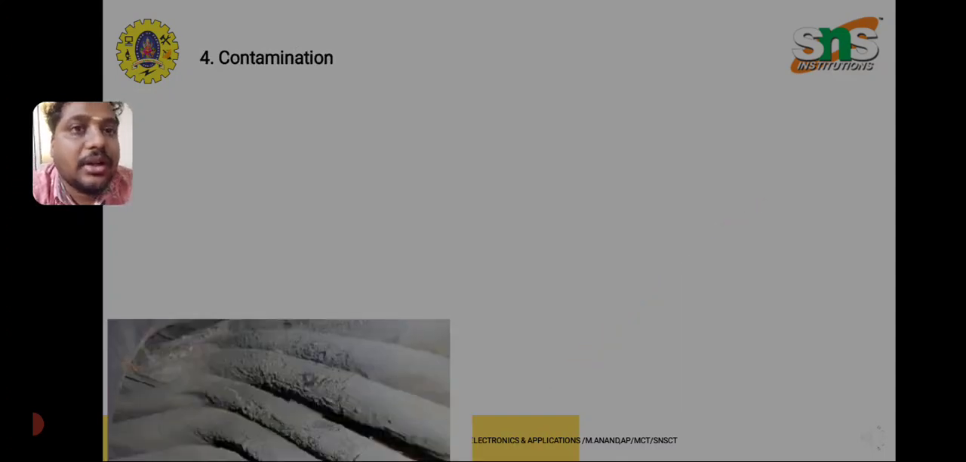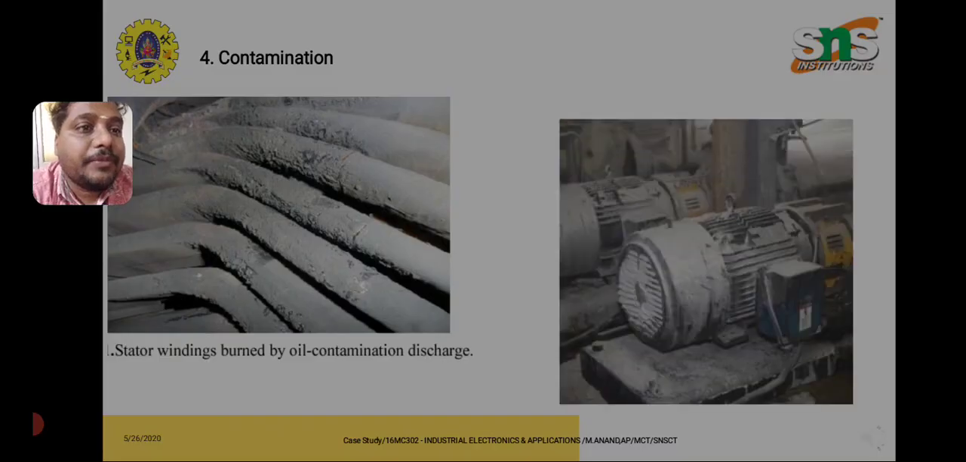And then contamination. In some industries, the motor drives are used in oil contamination areas and also in very dusty areas. It will affect the insulation of the motor. Finally, due to this insulation failure, the motor will create a short circuit and lead to burns or smoke. So this is one of the reasons for failure.